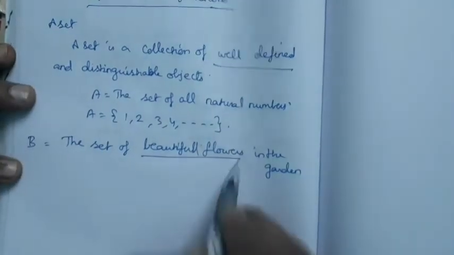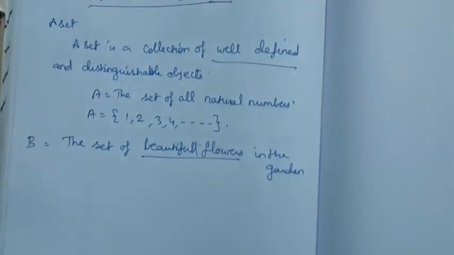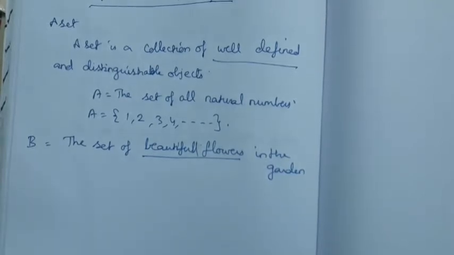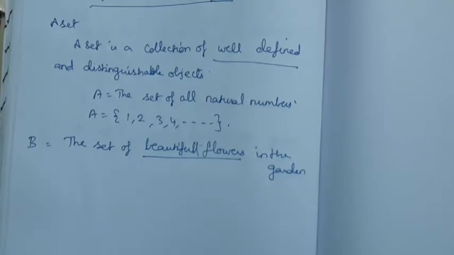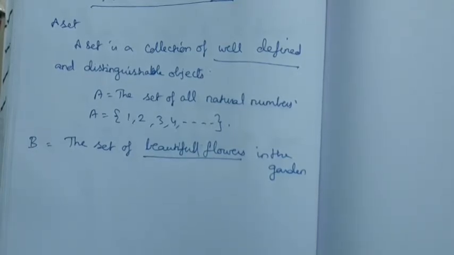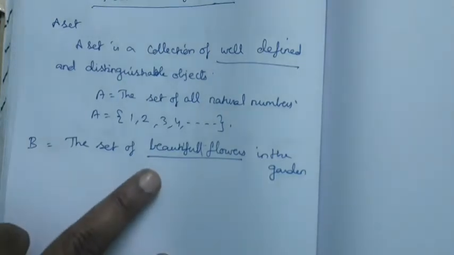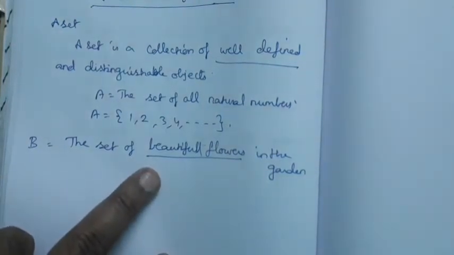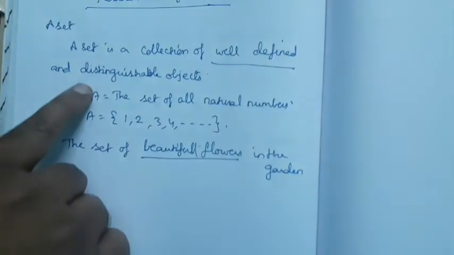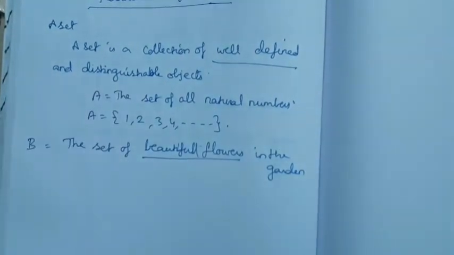Here, these two words, beautiful flowers, are not clearly defined, because in my opinion I like rose. From another person's point of view, he may like lily, and another person may like lotus, isn't it? So here the opinion differs. We cannot say which flower is beautiful and which does not look beautiful. Here the statement is not clearly defined, so this is not a set. A set should be well defined, and at the same time it should be distinguishable. That we consider as a set.